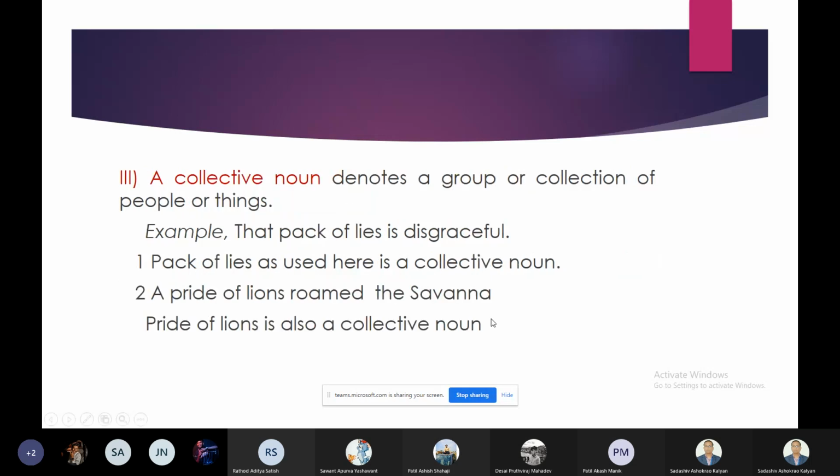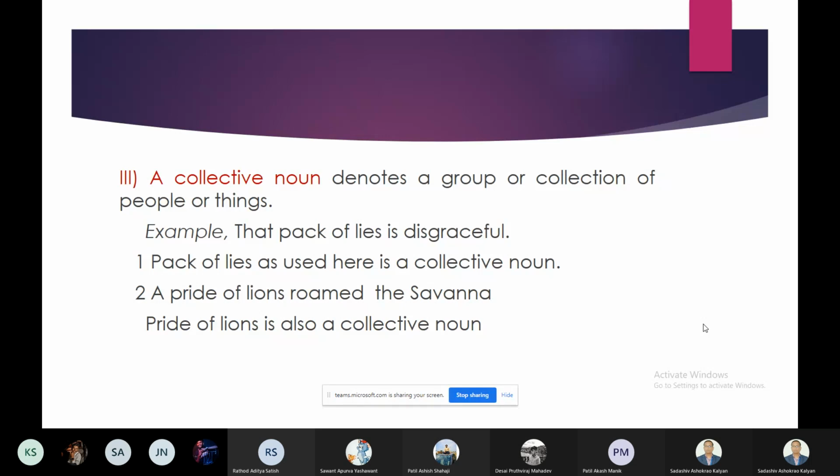Then we have the last type, and that is a collective noun. The collective noun shows us a group, a kind of collection. It can be a collection of various kinds of things that we use in our day-to-day life. It can also be a collection of people in an organization. So that is considered a collective noun.